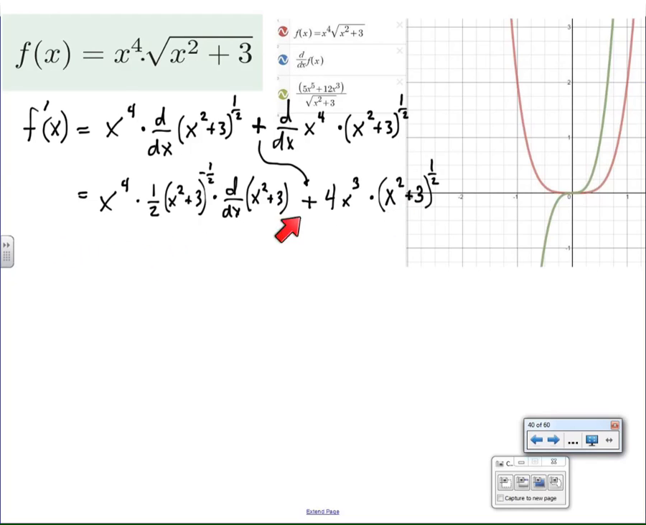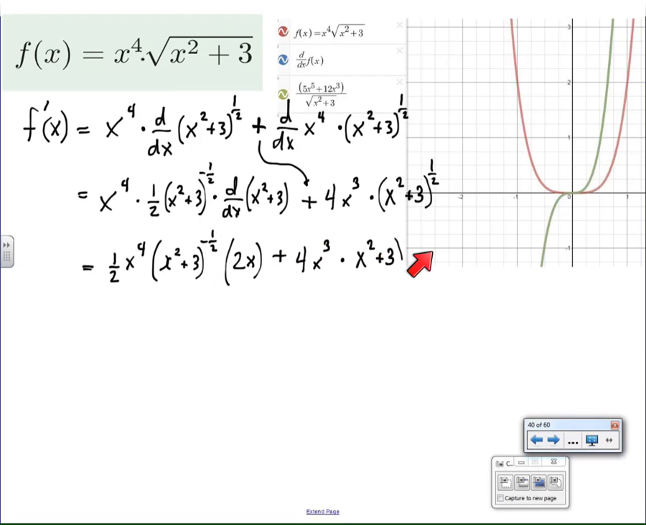The rest of this, now this is the derivative, and it is correct. I have to finish this part first. Taking the derivative of x squared plus 3, that's just 2x, so that's right here. Carry everything else down. And now all I have to do is cosmetics.